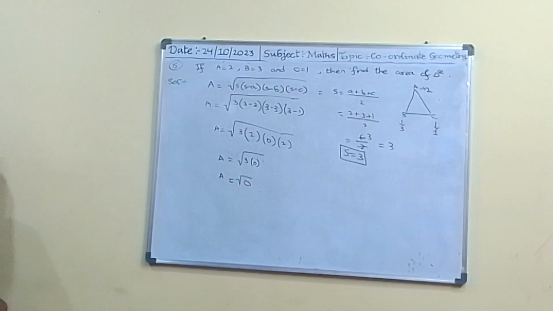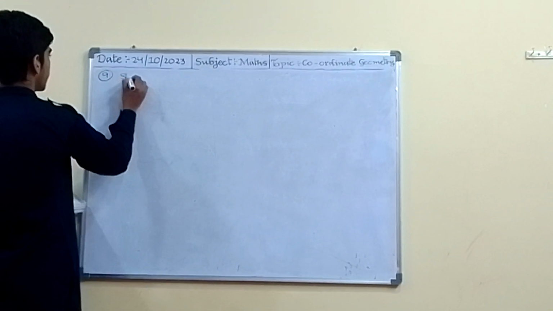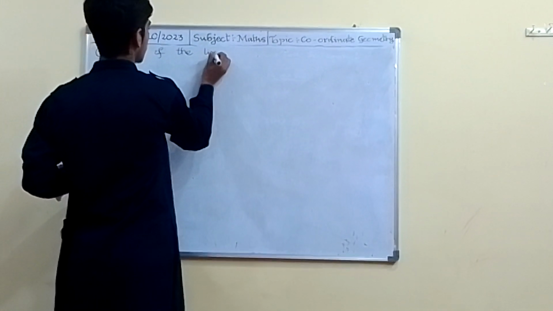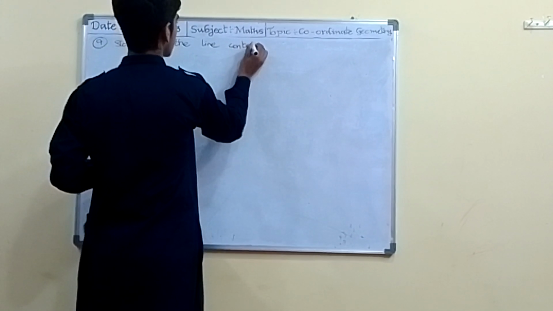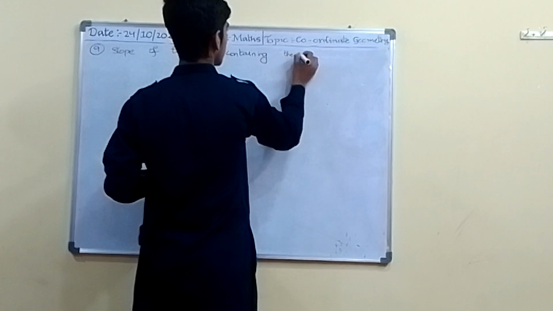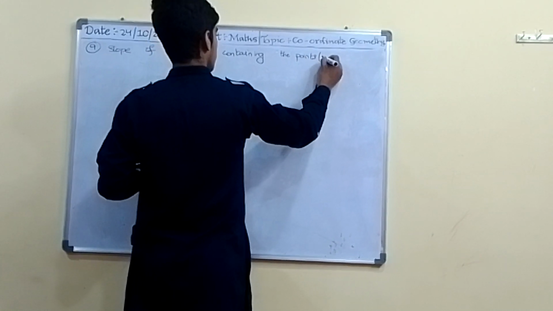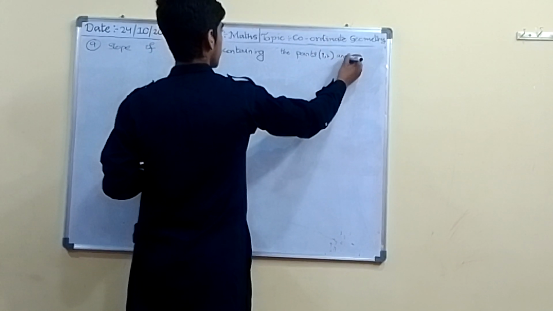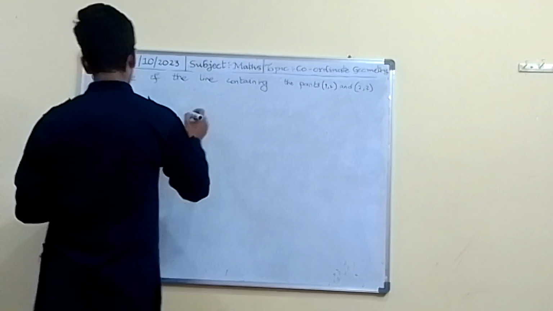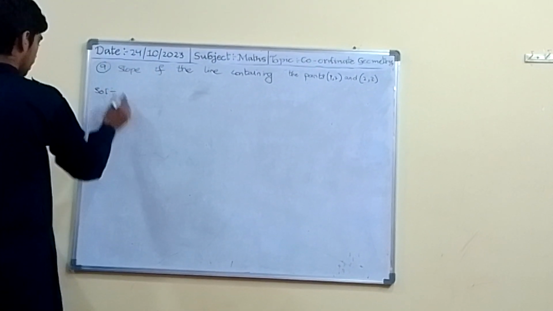Now the last question is the slope of a line. The question is: find the slope of the line containing the points. Here 4 values are given: 1, 2 and 2, 3. Find the slope of the line. For the slope of a line, we use the last formula I have written here.